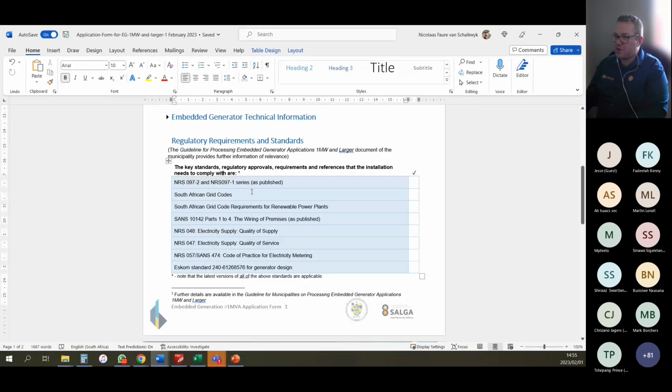So if I continue, we've got the renewable power plants grid code, the SANS 10142, we've got the NRS 048, which is about quality of supply, 047 for the quality of service. We've got the code of practice for electricity metering. I think France mentioned that earlier this morning. So if they are going to put in metering, it needs to be installed in a certain way. And then also we've got the Eskom standard for generator design. And so they need to do a little bit of homework to go back and check what that entails, but this will help to improve the quality and the safety of the installation.